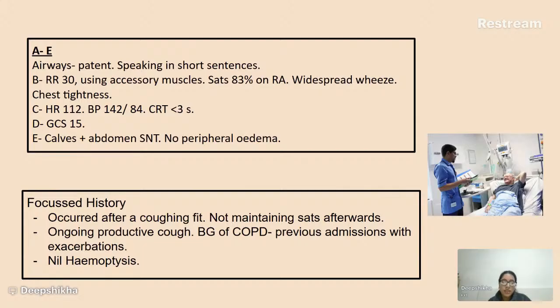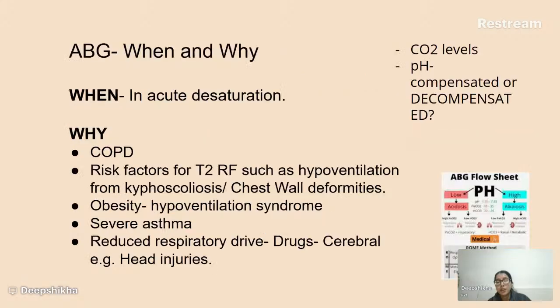So our patient, he's a 73-year-old. He has got a background of COPD. He is quite short of breath. He's using his accessory muscles to breathe. He has desaturated. So at this point, you would want to do an ABG on him. And I just wanted to mention why an ABG. When you would do it: an acute desaturation, for example, in this patient, and why. So most common would be COPD, or other risk factors for type 2 respiratory failure, such as hypoventilation from multiple factors.